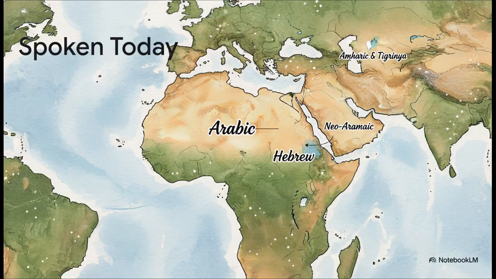So this is kind of what the family map looks like today. You see this vast area of the Arabic-speaking world stretching all the way across North Africa and the Middle East. Over here, in the Horn of Africa, you've got thriving communities speaking Amharic and Tigrinya. And then, in these little pockets, you can still find people speaking Neo-Aramaic, a direct descendant of that ancient imperial language. This family is very much alive.